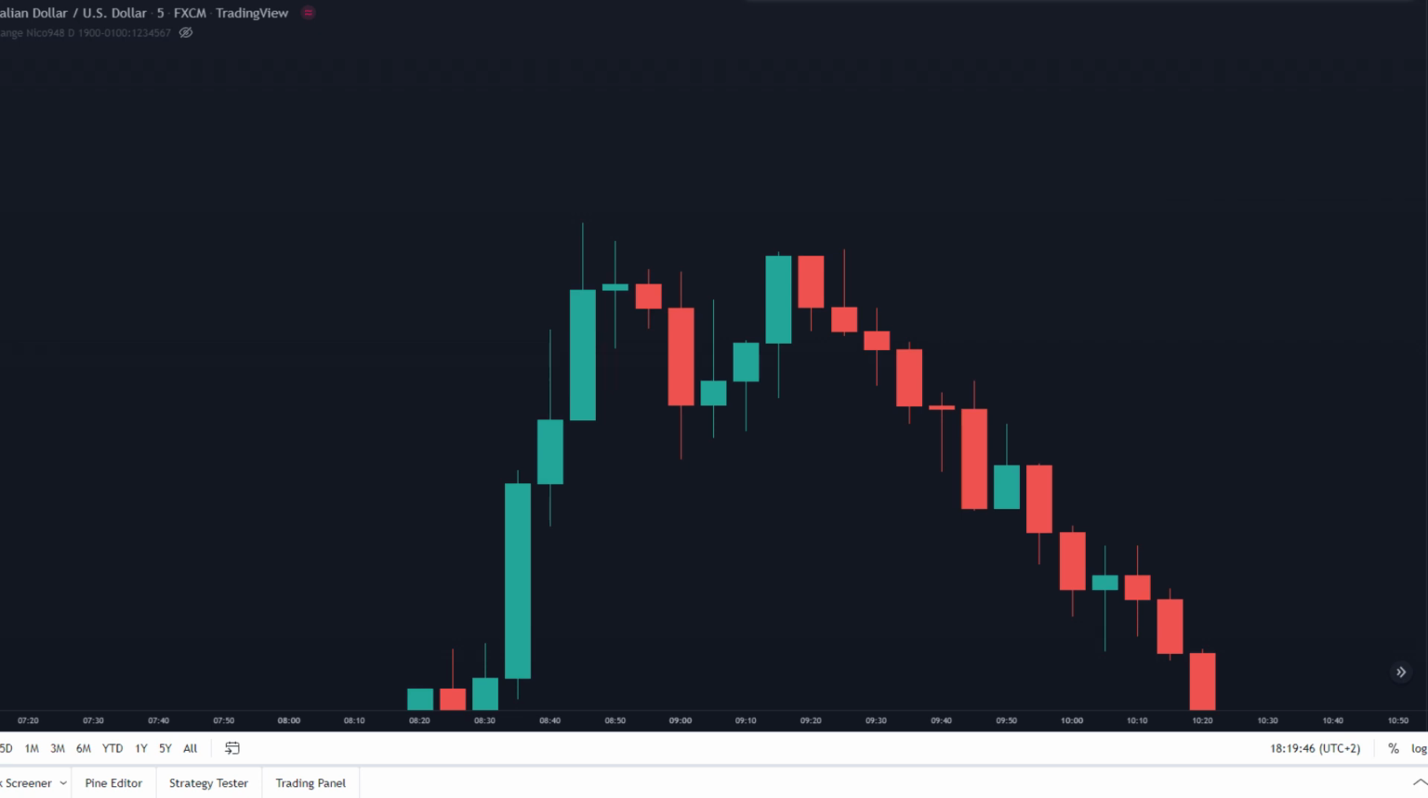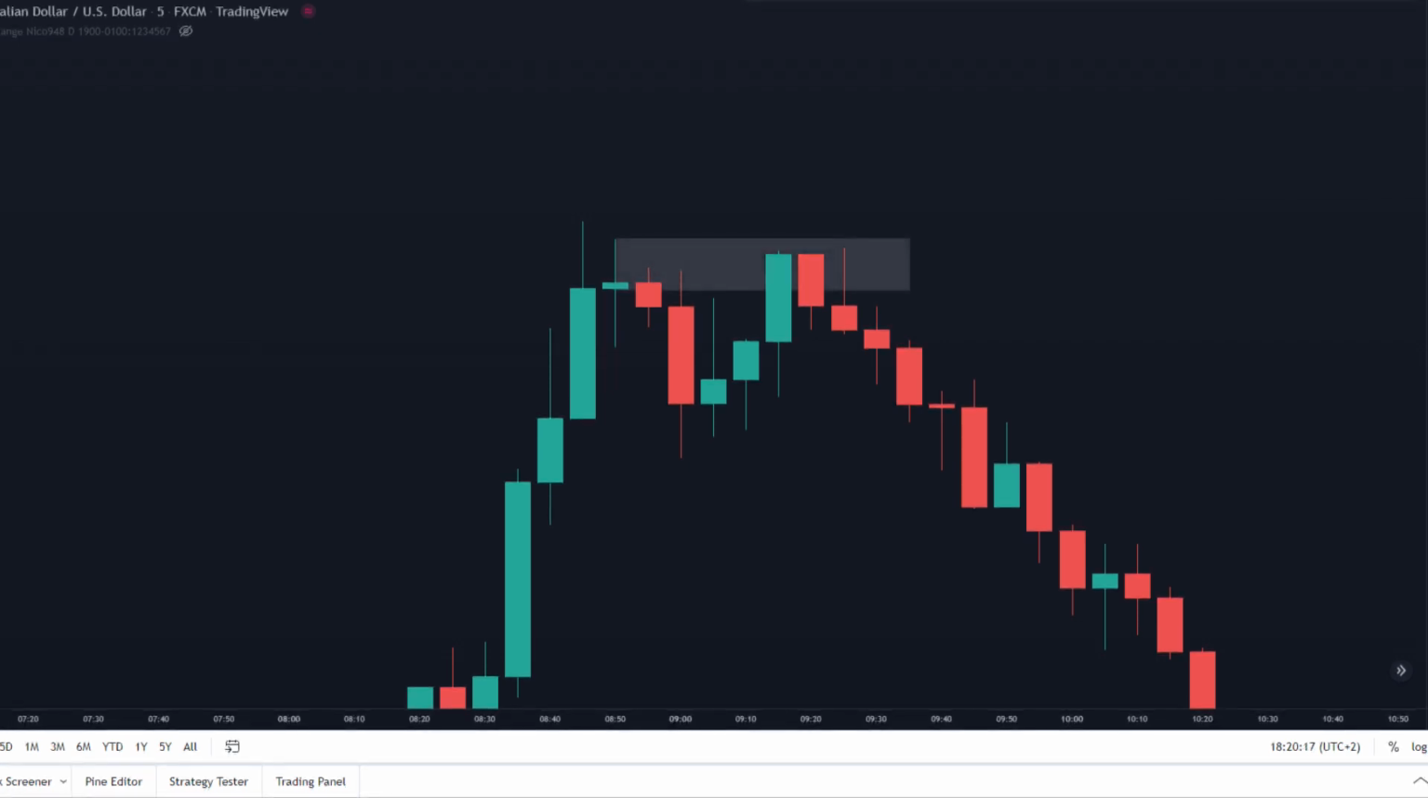1. Find a supply or demand zone. 2. Draw the zone. 3. Wait for an opposite candle before a confirmation candle. 4. Wait for the market to touch the zone before confirming. 5. Choose where you want to enter. And lastly, wait for the market to trigger your trade.